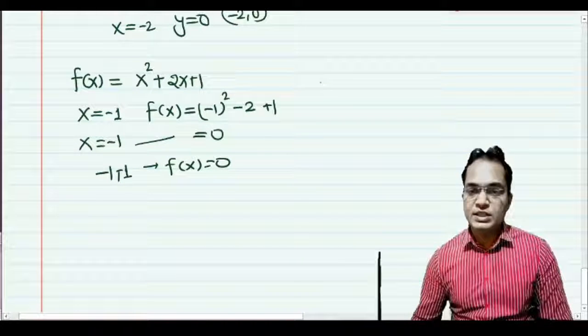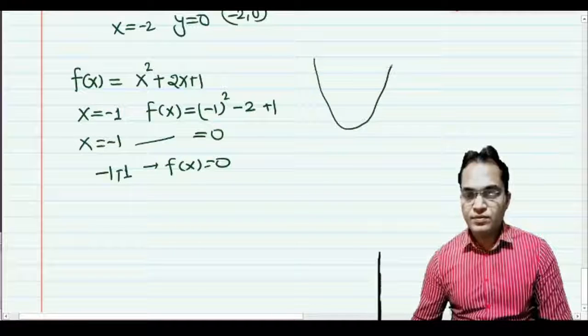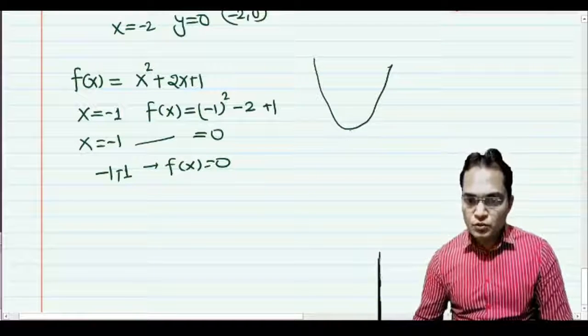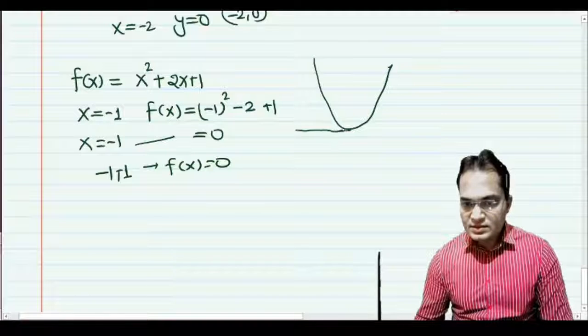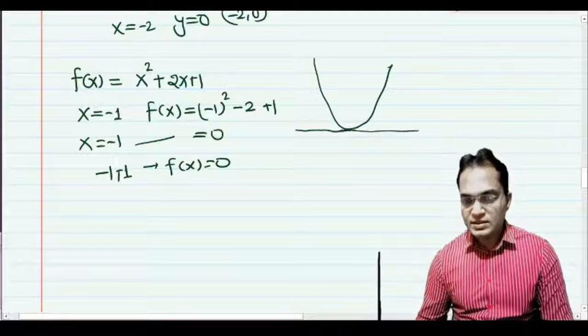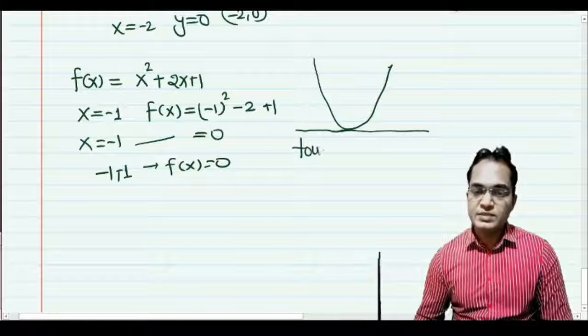Then what is the nature of the graph? Let this be the graph. Then you know the x-axis is like this. This will be the x-axis. It means now the parabola touches the x-axis.